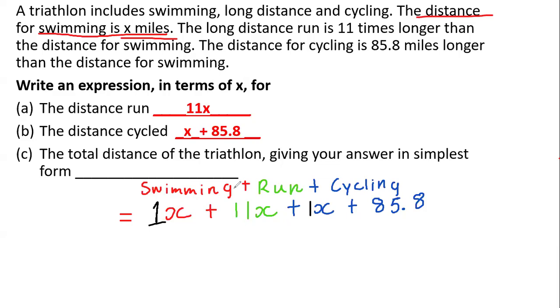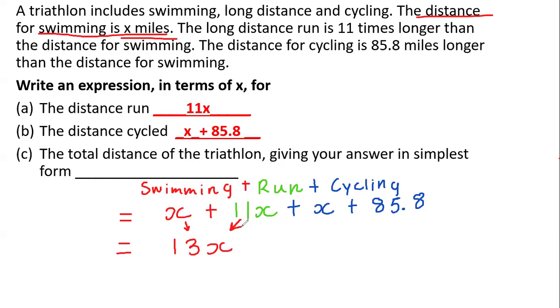So again, 1x plus 11x plus 1x gives us what? How many x's do we have in total? 13x. How do y'all get the 13? Because 1x plus 11x is 12x, and 12x plus x is going to be 13x. Very good. So it's going to be 13x plus, by the way, let's state how we get that.